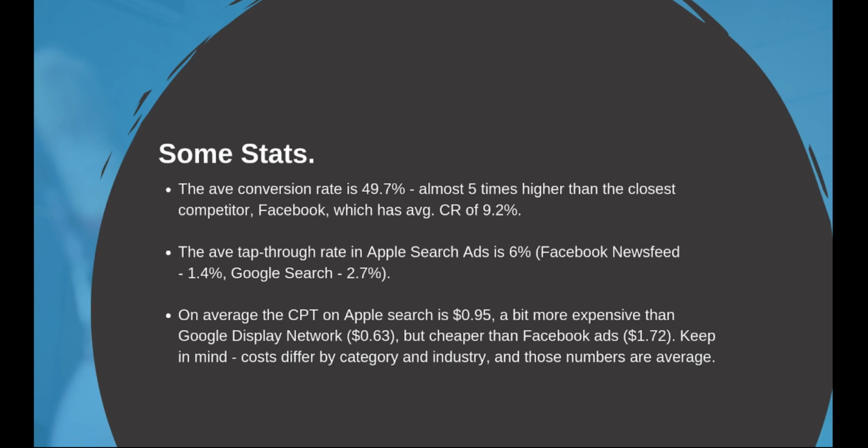The average tap-through rate on Apple Search Ads is 6%. Facebook newsfeed is only 1.4%, and Google Search is 2.7%. And on average, the cost per tap on Apple Search is 95 cents. It's a little bit more expensive than Google Display Work at 63 cents, but cheaper than Facebook ads at $1.72. But please keep in mind that these costs differ by category and industry. These are like total averages across the board.